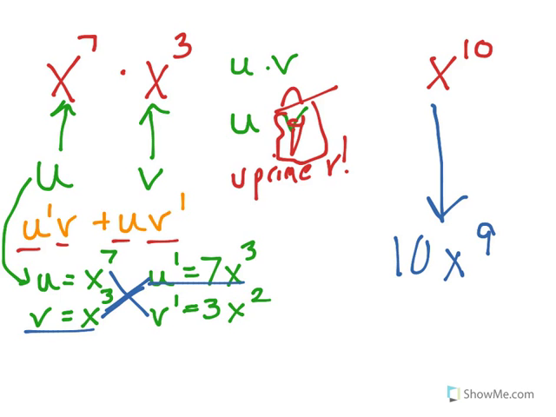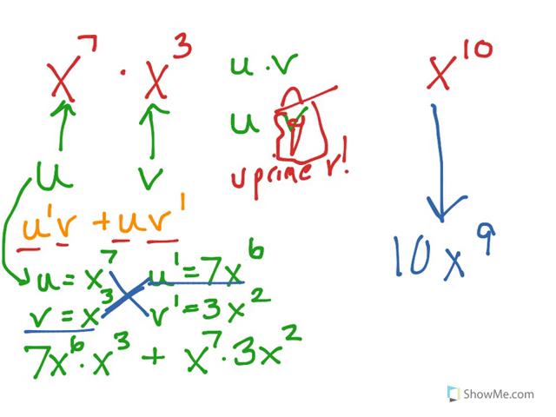So u prime v is going to be, oh, I wrote that down wrong. You got me. You almost had me. You got it quicker, though. 7x to the 6th. Nice try. So u prime v is 7x to the 6th times x to the 3rd plus u, which is x to the 7th, times 3x squared.